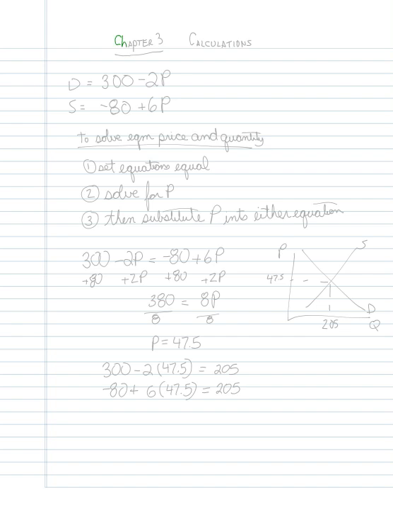I want to add one more part here to our very long chapter, chapter 3, and let's just call it calculations. Because the other part to this that I want us to be able to do is that if I give you a set of equations, I want you to be able to write them out and solve mathematically what that equilibrium price and quantity would be.